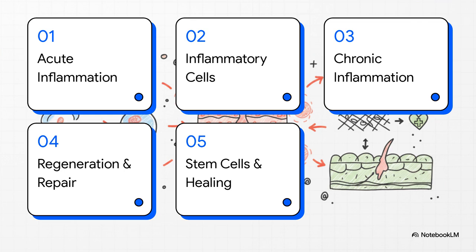Okay, let's dive right into this. We're going to cover 5 main things today. First up, the acute inflammatory response. Second, we'll meet the inflammatory cells. Third, chronic and granulomatous inflammation. Fourth, tissue regeneration and repair. And finally, we'll wrap up with stem cells and healing.